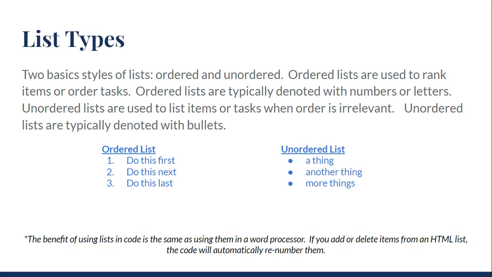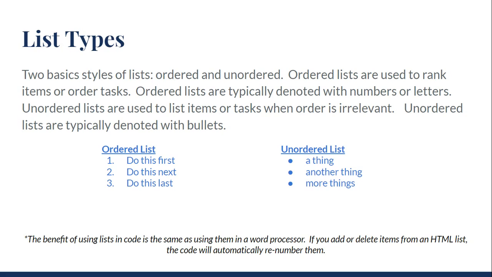So there's two basic types of lists, ordered and unordered. You see on the left-hand side, we've got an ordered list, 1, 2, and 3. Ordered lists are used to rank items or prioritize items or order tasks. They typically use numbers or letters so that you can see that there is a sequence to them. On the right hand side, you'll see an unordered list, which is usually bulleted. We use an unordered list when order is not relevant. Typically, they show up with bullets.